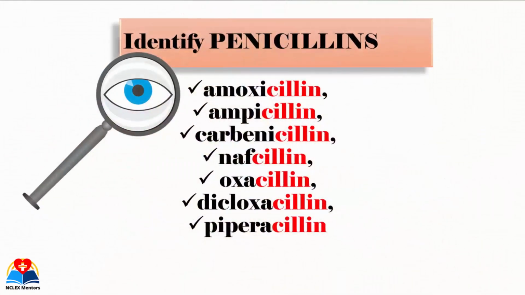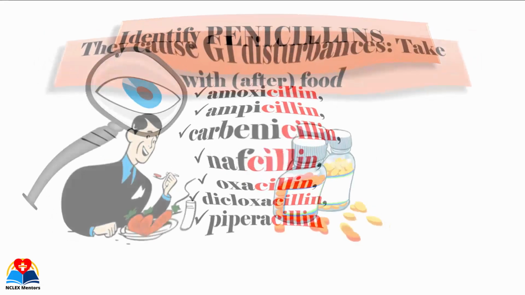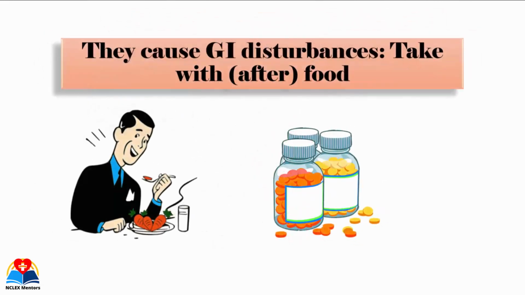These are one of the earliest antibiotics discovered and also very popular in use. So how can you identify these antibiotics? Look for the ending -cilin at the end. Examples are amoxicillin, ampicillin, carbenicillin, nafcillin, oxacillin, dicloxacillin, piperacillin, etc. Let's study the side effects and nursing considerations to alleviate those side effects of penicillin one by one.